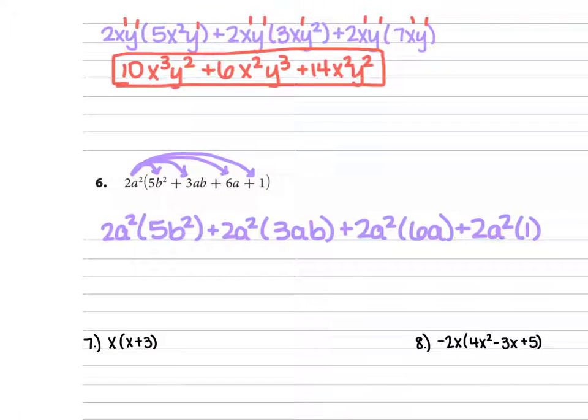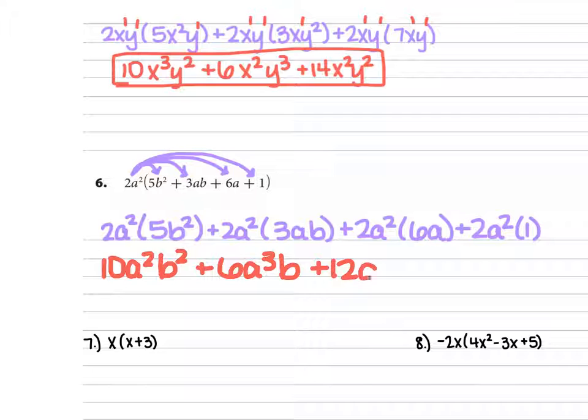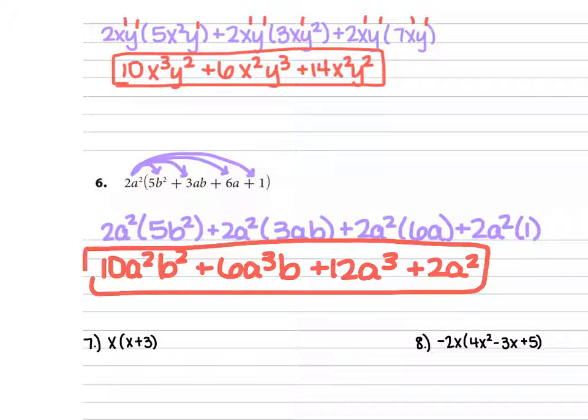For the 2a squared times 5b squared, we're going to have 10a squared b squared. The 2a squared times 3ab is going to be 6a cubed b. The 2a squared times 6a is going to be 12a cubed. And the 2a squared times 1 is just 2a squared. So we have 10a squared b squared plus 6a cubed b plus 12a cubed plus 2a squared.